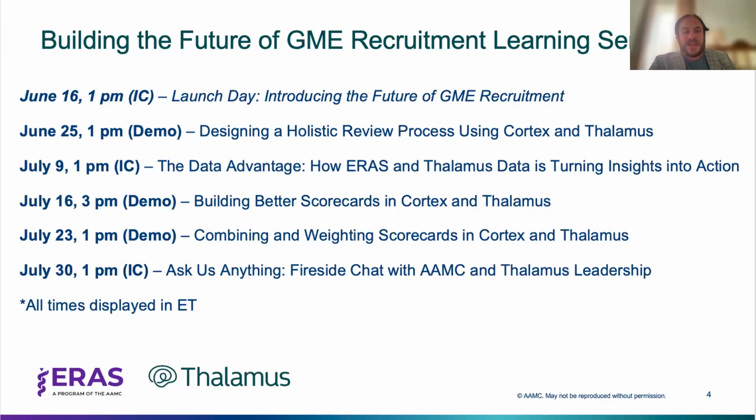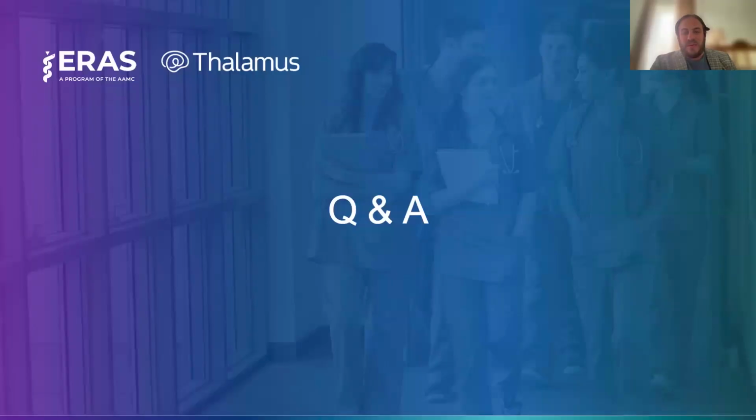and how ARIS and Thalamus data is turning insights into action, which will be all about data within and across the collaboration and the data that we're bringing to the community overall. So very much looking forward to that, in addition to the second and third installments of this particular holistic review and scorecards, and combining weighting and scorecards in Thalamus and Cortex, and really across the entire collaboration as well. So hope you can join us for those also and sign up for those. And we will pass it back over to our AAMC colleagues before jumping into Q&A for a moment as well.